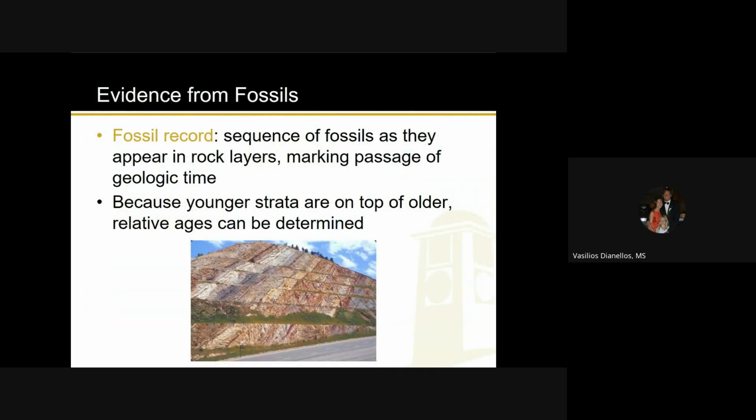All right. So let's talk about the fossil record. The fossil record is a sequence of fossils as they appear in rock layers, marking the passage of geological time. Because younger strata are on top of older, relative ages can be determined. So I don't know if you guys recognize this picture. Actually, now that I'm thinking about it, I think I took this picture, but I don't remember for sure. But if I remember correctly, this is off of I-64. So even if you don't recognize this exact spot, you've probably seen something like this.